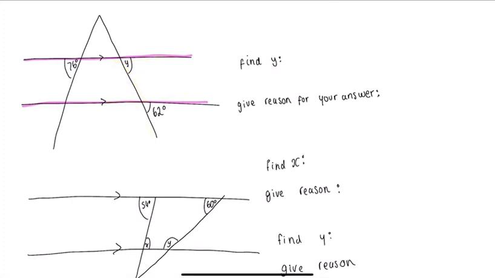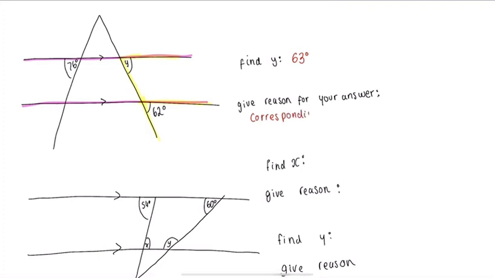Now if I look carefully, if I highlight the lines that trap angle y, I can then see if I highlight the lines that trap this angle 62, it makes that F shape, which means those angles are corresponding and therefore they must be the same. So y must be 63, and the reason for that is that the angles are corresponding because we've got that F shape.